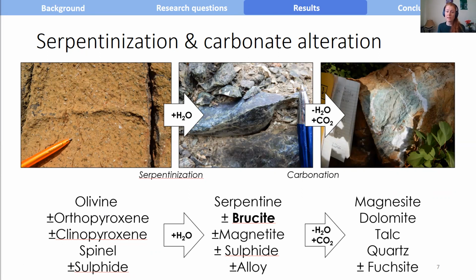And because these serpentinites contain highly reactive hydrated minerals, they can be readily carbonated to form magnesite, other carbonates, talc, quartz, and minor fuchsites. This process is the natural analog to carbon mineralization. And just note here, the two minerals that we are looking at for this study are stable in the serpentinites.